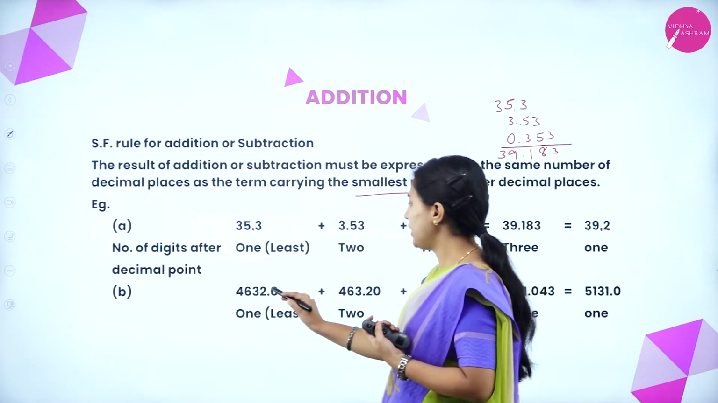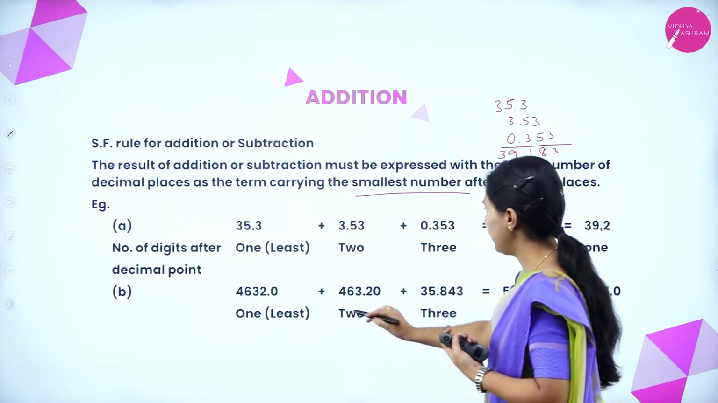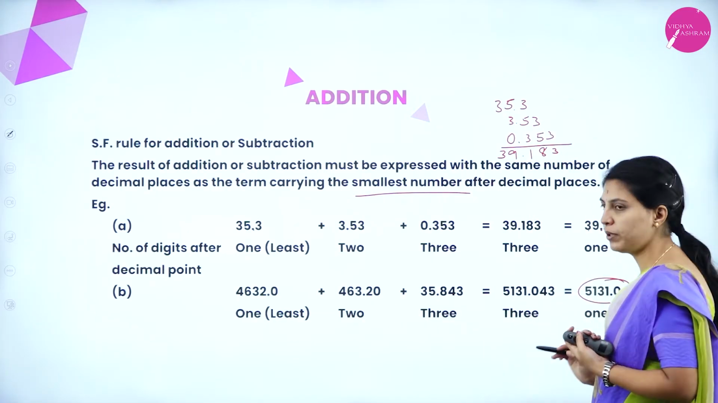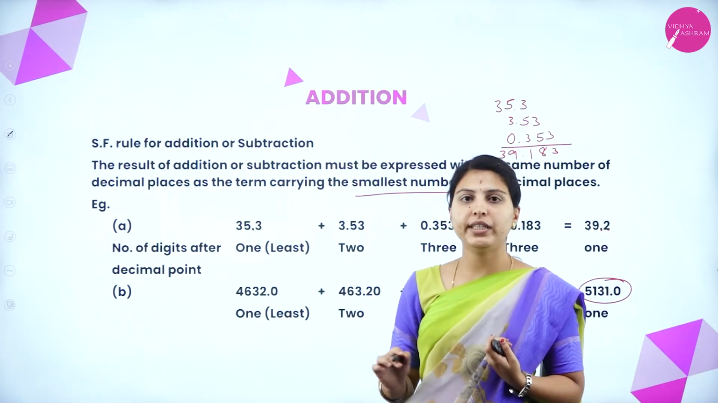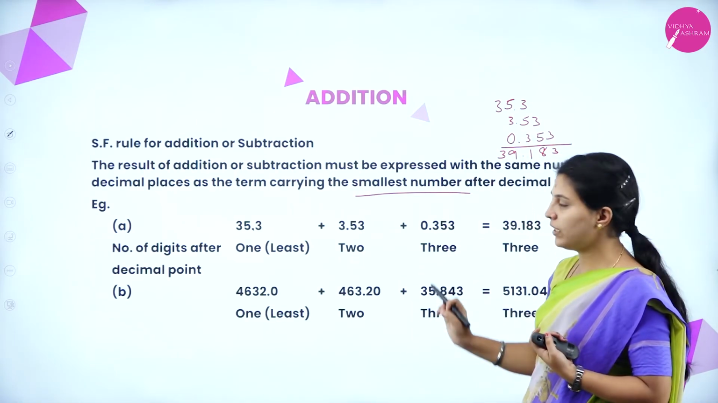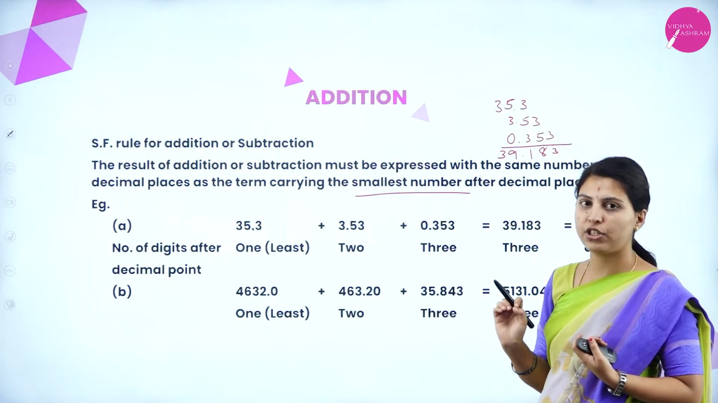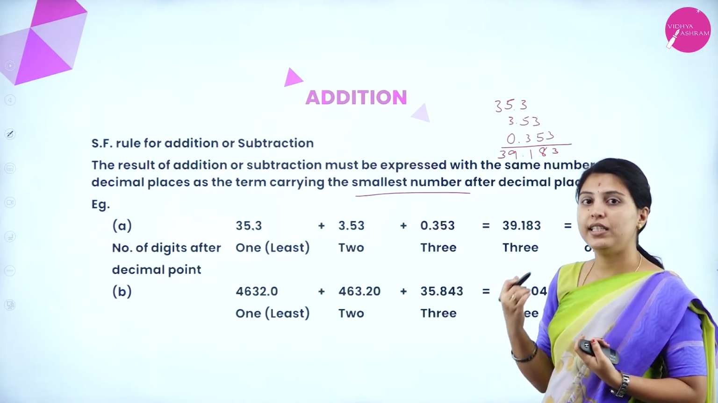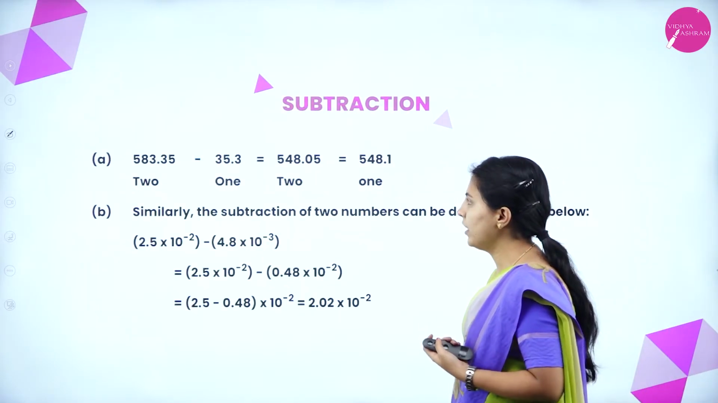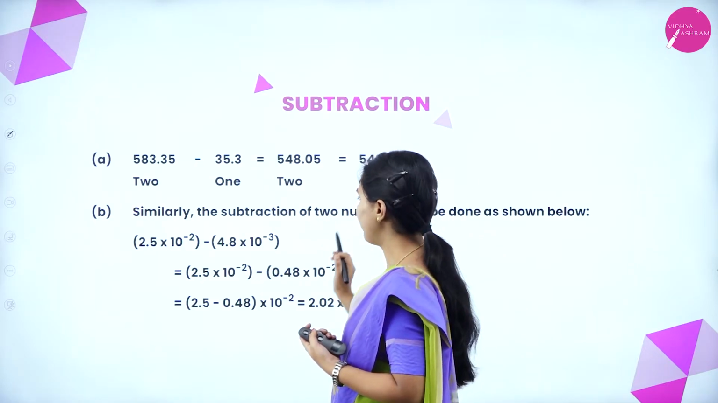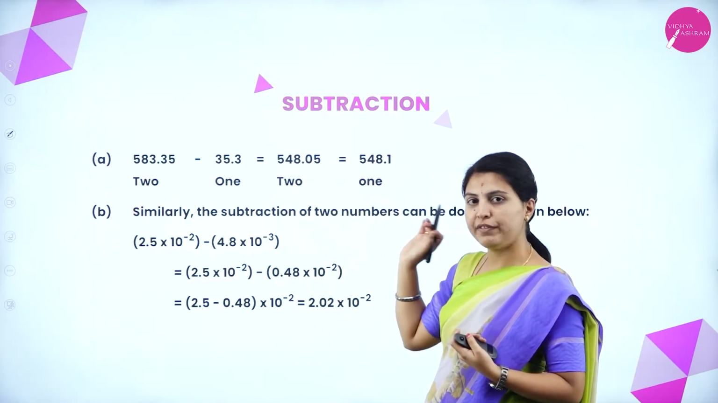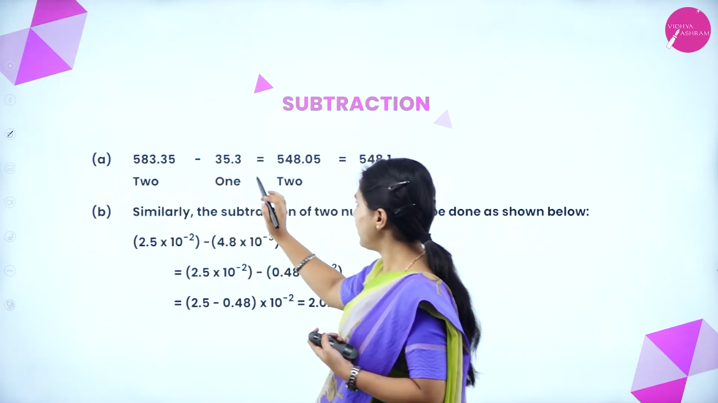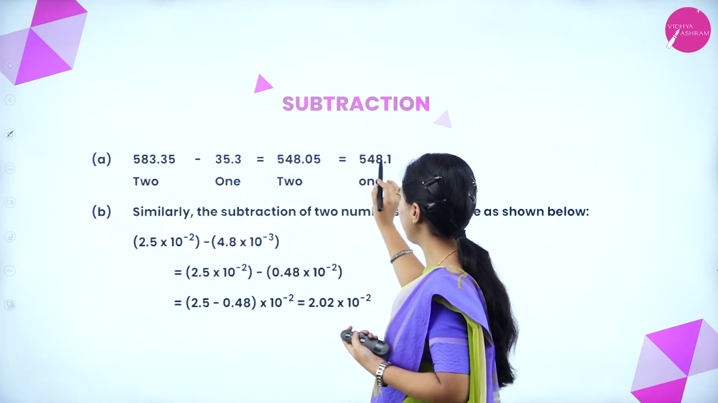Same way, 4632.0, everything is added. Which is the least? One is the least. We have brought it up to 5131.0, where the result has the smallest decimal place in the question. You have to bring your answer to the decimal place that is the least in your question. Next is subtraction. Subtraction also you have to do with the same rule you have seen in addition. 583.35 minus 35.3. One is the least, you have to bring it after 1.